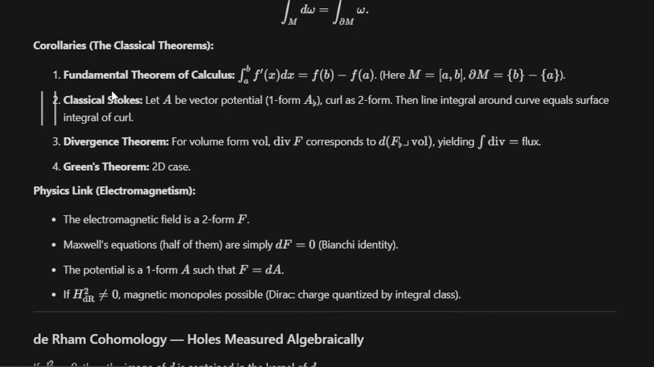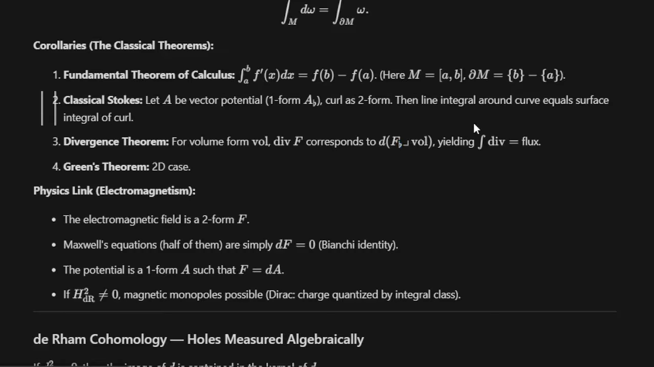That's classical Stokes. You can also get the divergence theorem. For the volume form, the divergence of some field corresponds to the exterior derivative of the field with flat. Again, we also covered the musical lowering and raising, but we can then integrate the exterior derivative over the volume, and this would yield... It really is just convenient notation.